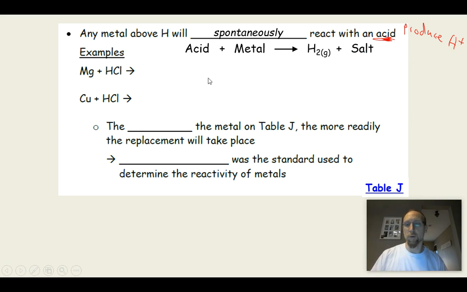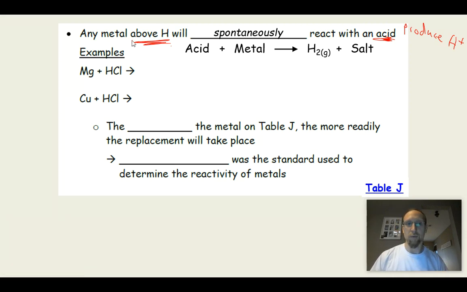So we've done a lab with this. You get the gas production, and we lit it on fire, and it did a little pop inside the test tube. So that's when an acid and a metal react. So as far as we were concerned before, acids and metals react. But not all metals react with acid. Only the ones that are more reactive than hydrogen, that are above hydrogen on table J, are going to react. So that's not that complicated, all right?